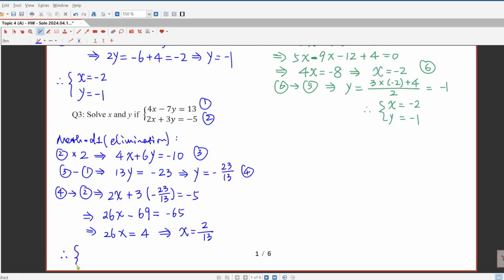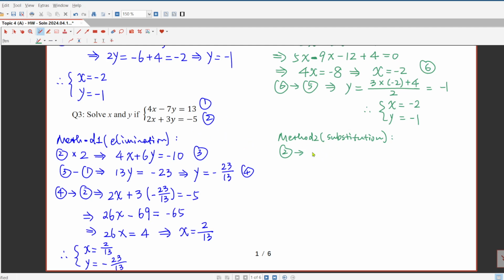And we can find a pair of solutions here. x equals 2 over 13 and y equals negative 23 over 13, right? And again, of course, you can also use the substitution method. So first of all, we can start from equation number 2. Solve x in terms of y, or vice versa.